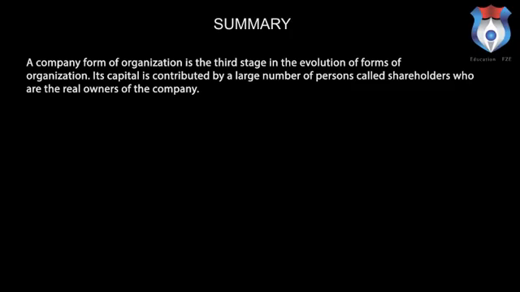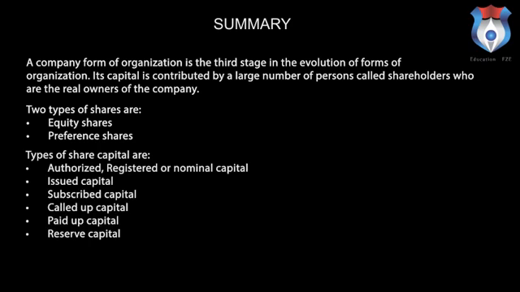Now in the end, let us summarize what we have learned in this lecture. A company form of organization is the third stage in the evolution of forms of organization. The capital is contributed by a large number of persons called shareholders, who are the real owners of the company. Two types of shares are equity shares and preference shares. Types of share capital are authorized, registered or nominal capital, issued capital, subscribed capital, called-up capital, paid-up capital, and reserve capital.